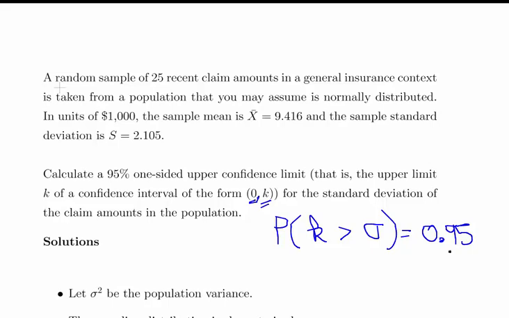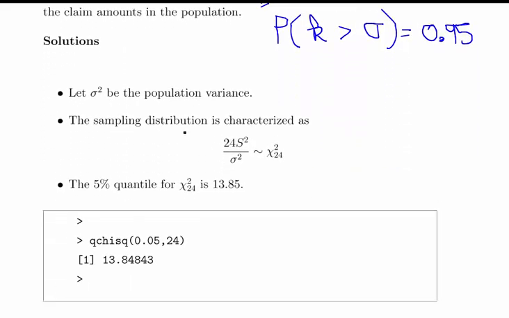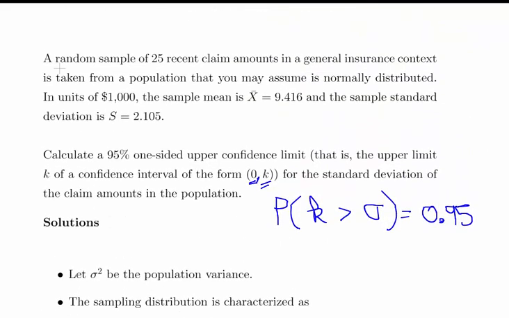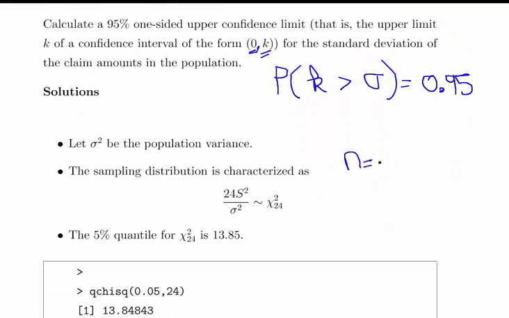So let sigma squared be the population variance, okay? And remember that we are dealing with this definition here. The sampling distribution is characterized as follows. So there's 25 claims, so n is equal to 25. n minus 1 is equal to 24. Sigma squared, we don't really know what it is, but that's distributed as a chi-square distribution with 24 degrees of freedom.